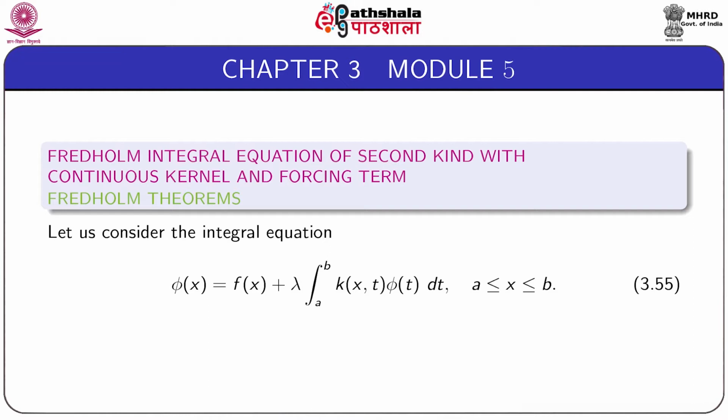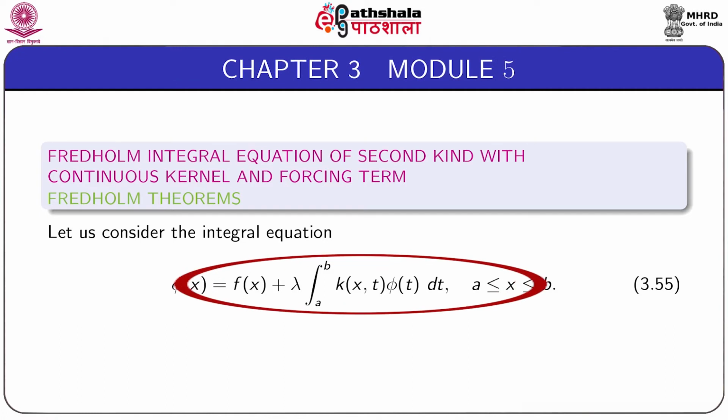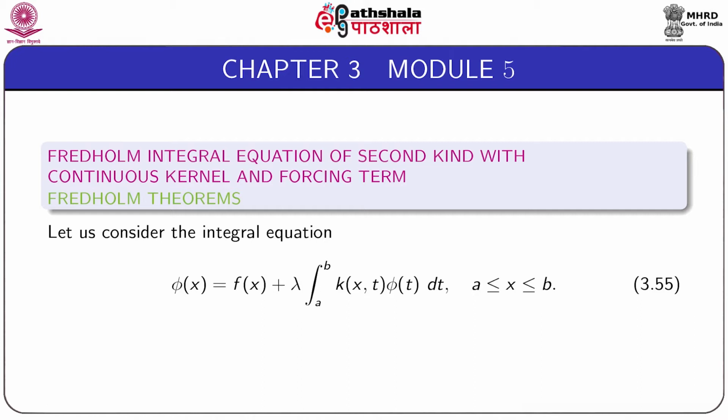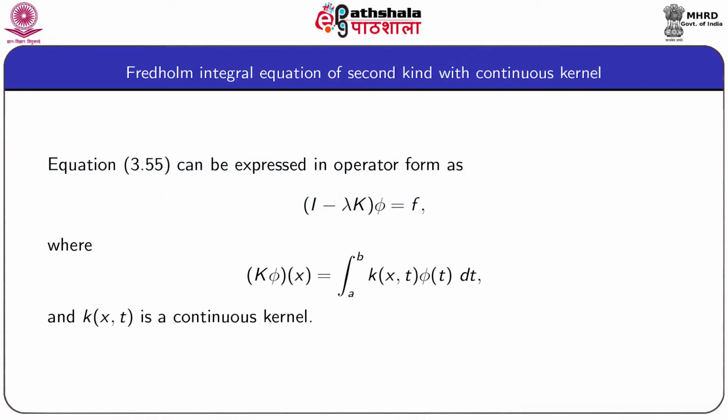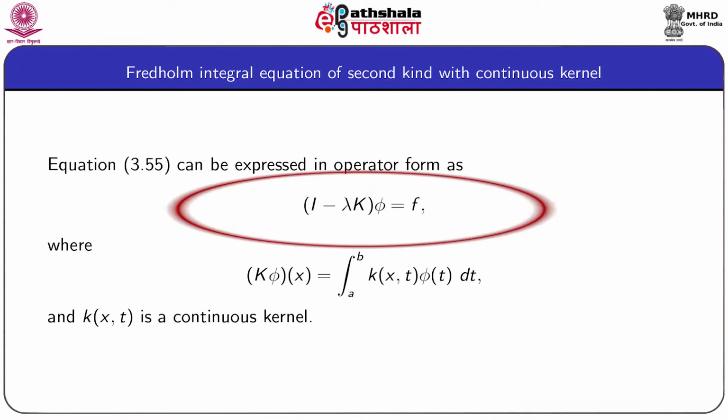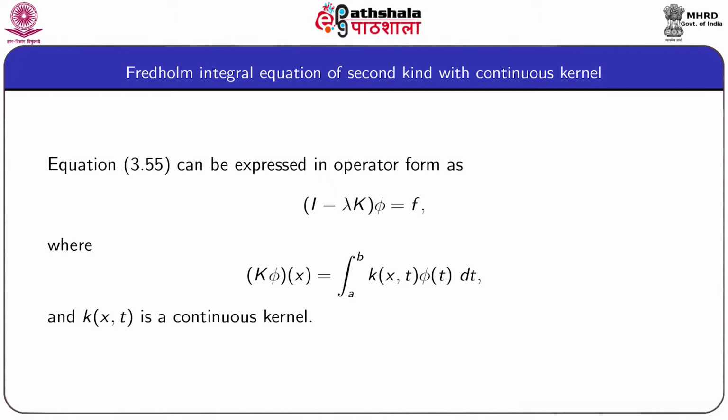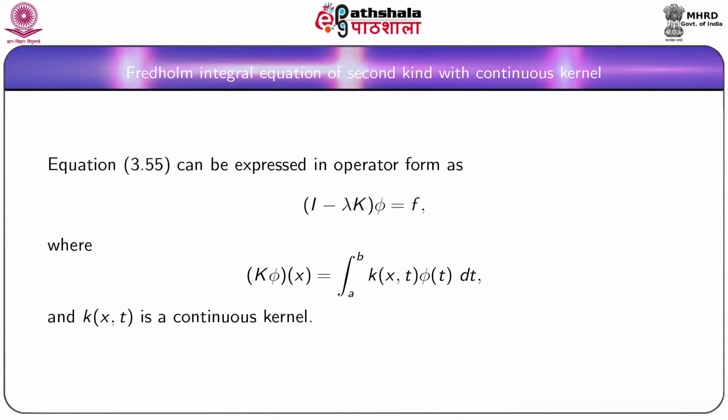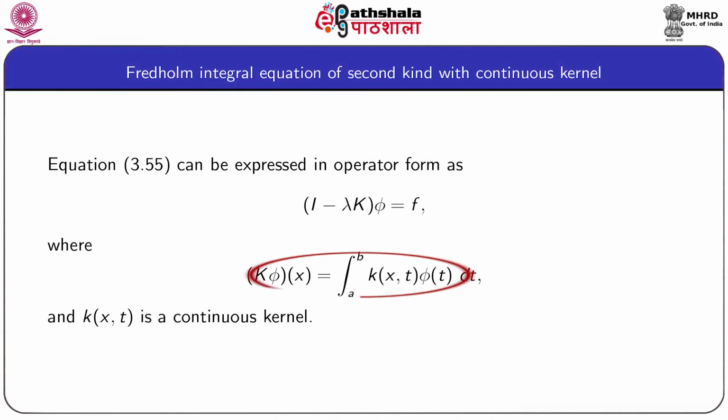Let us consider the integral equation as given by equation 3.55. Here the kernel function k(x,t) and the forcing function f(x) are continuous functions. This integral equation can be written in the operator form as (I minus lambda K) phi equal to f. Here capital I is the identity operator and capital K is the linear integral operator given by K phi(x) equal to integral from a to b k(x,t) phi(t) dt.